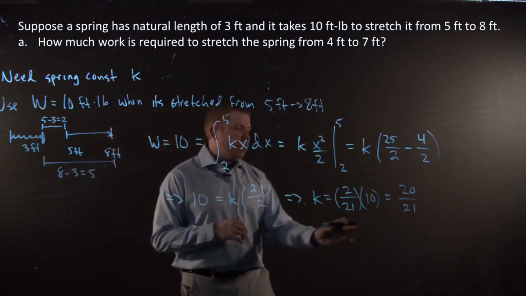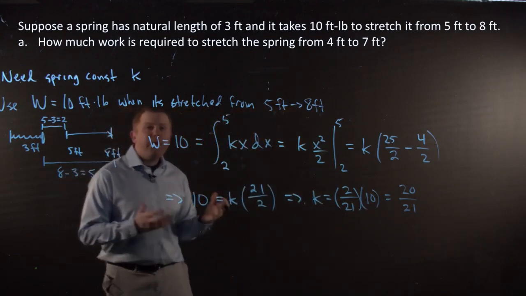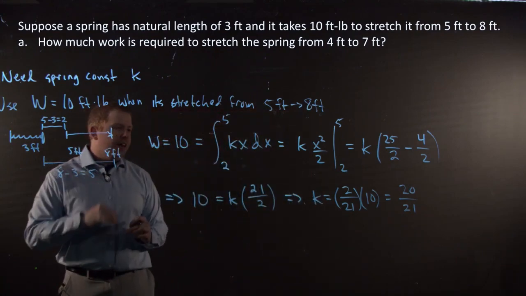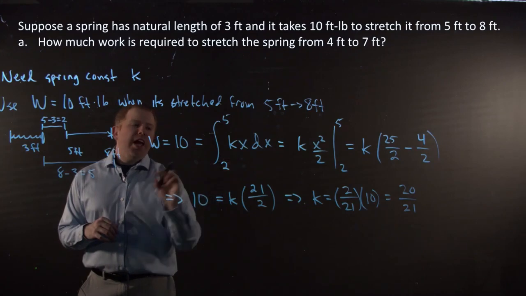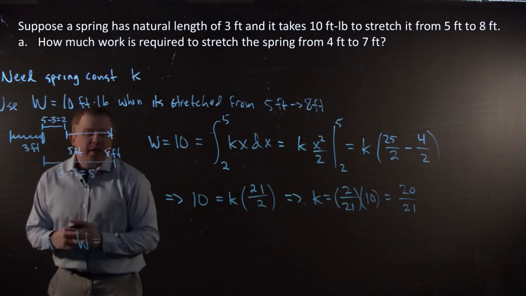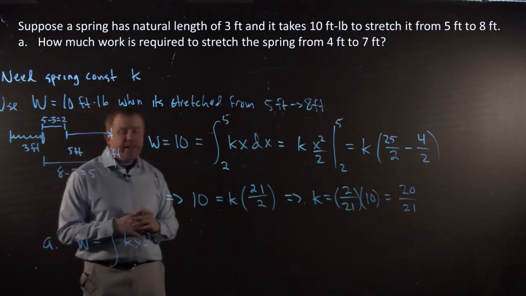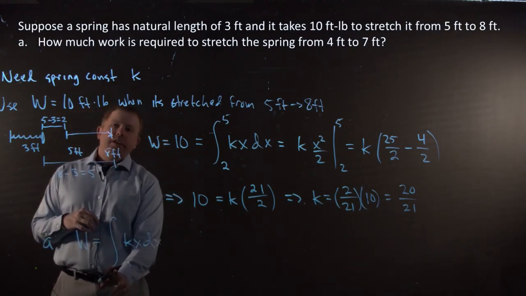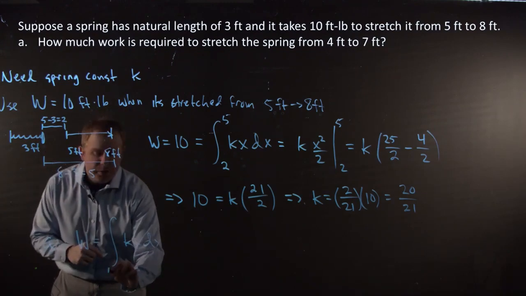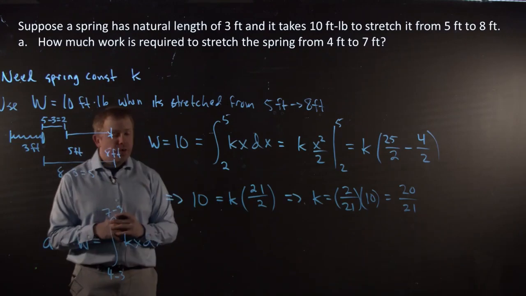Now, this gives me the spring constant k, but remember that our goal is to actually do part A. We want to find the work that's required to stretch the spring from 4 feet to 7 feet. So we're going to do something very similar to what we did here. We're going to compute this integral, but now we know k, and we just have to worry about these limits changing. So for part A, the work is going to be the integral of kx dx, and we'll plug in k in a second as well. And again, we want this in reference to the end of the spring. So this isn't going to be 4 to 7. This is going to be 4 minus 3 and 7 minus 3.